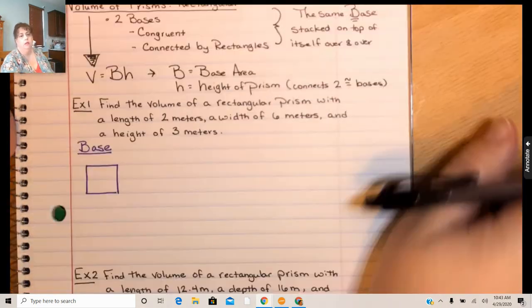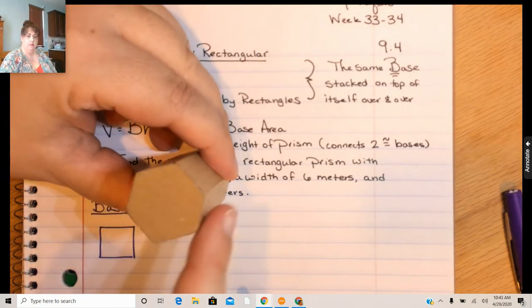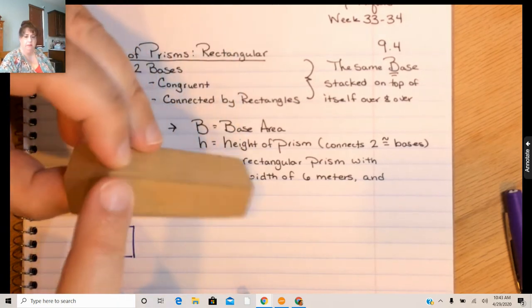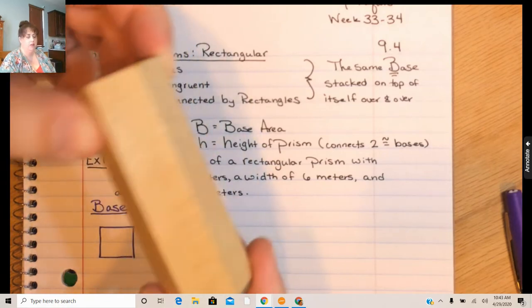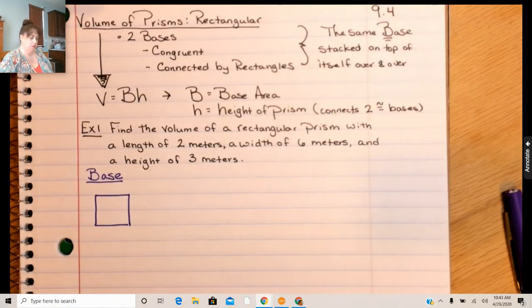So this gets back to the reason we do that. Now if I gave you this right here, if I told you this base area and this height, you can tell me the volume of this. All right, so let's look at example number 1.